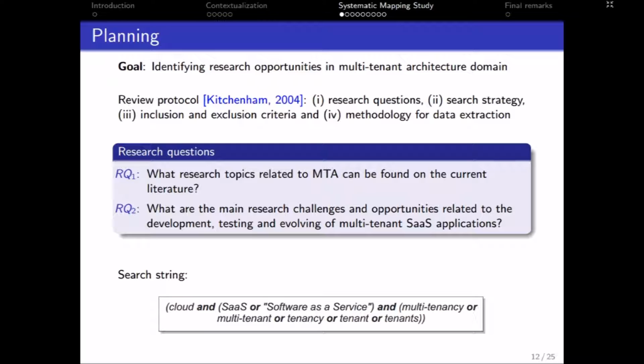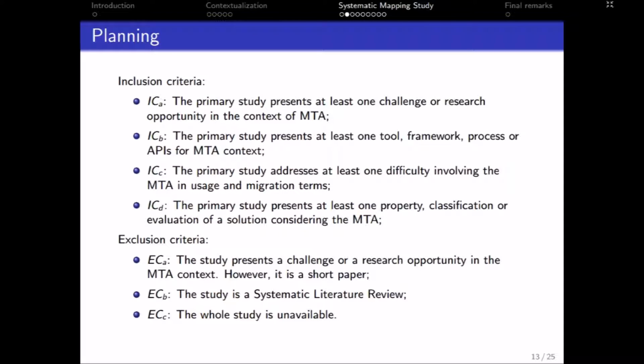The search string was elaborated and refined according to an initial set of key papers selected and based on citations of these papers. We defined the search string considering the following keywords: cloud, SaaS, and multi-tenancy, their frequent variations, and Boolean operations. Relevant primary studies were selected based on the following inclusion and exclusion criteria. Not all inclusion criteria should be satisfied for each primary study. IC1 is the only mandatory criterion for the inclusion of papers. We have used a data extraction form to answer the review questions.